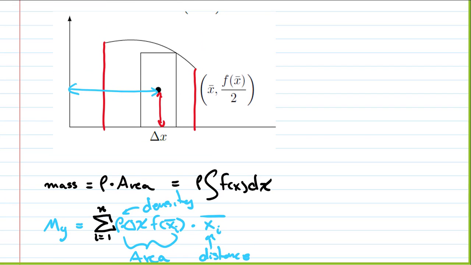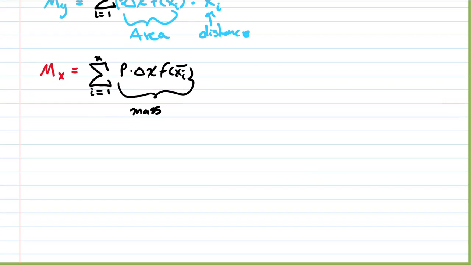Well, what was the height of the whole rectangle? F of x, right? So what's the halfway point? You cut it in half. You divide it by 2, right? So then we get that this is going to be then f of x sub I bar over 2.